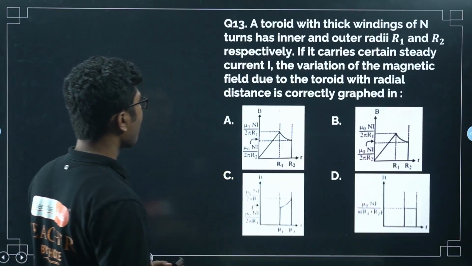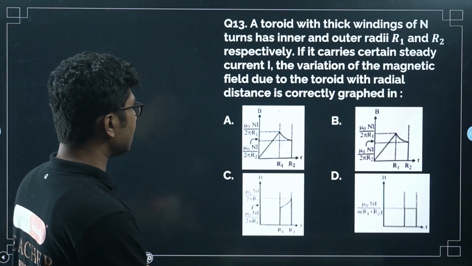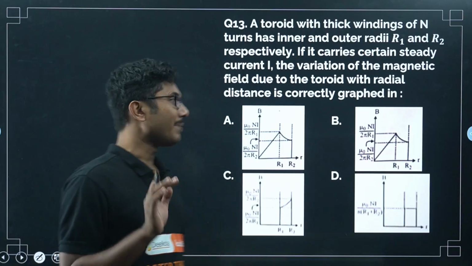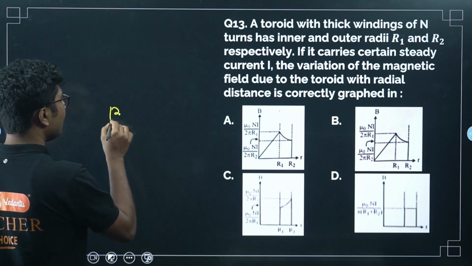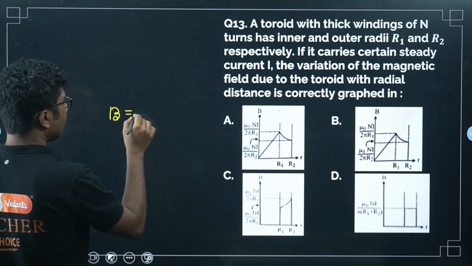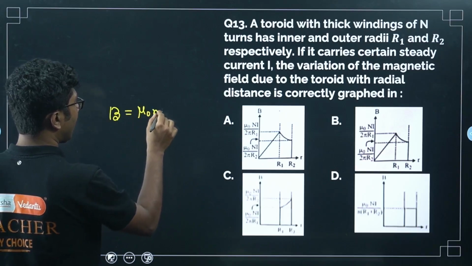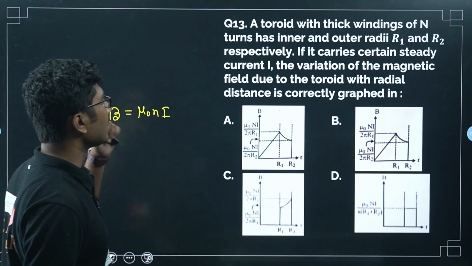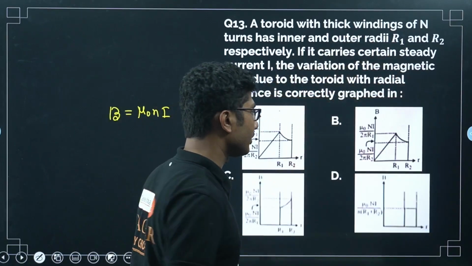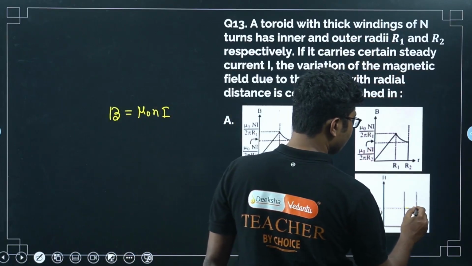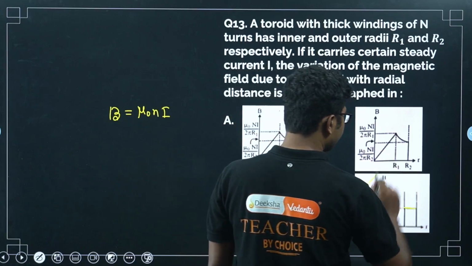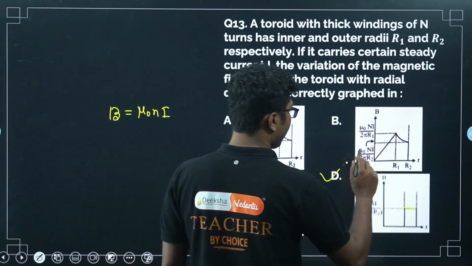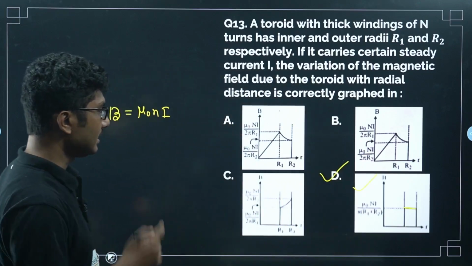Next problem. A toroid, even though it is deleted, I am just giving you the hint. Inside a toroid, the formula of magnetic field is same as that of the solenoid, mu naught Ni. Okay, and as you can see, this is a constant. It does not depend on the inner or outer radius of the toroid. Only thing, it exists only inside the toroid, and outside the toroid it remains 0. Okay, that is one of the things in the toroid. So the correct answer is option D.